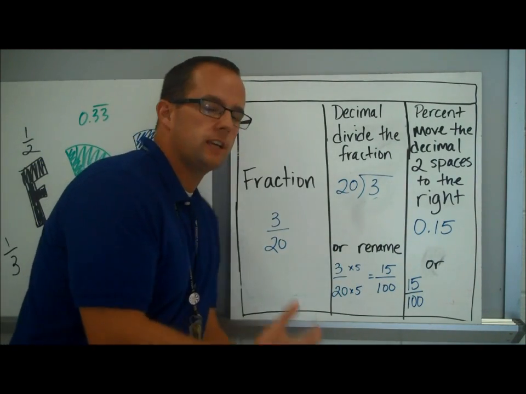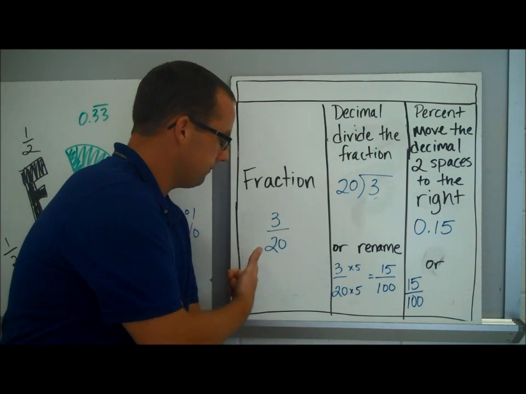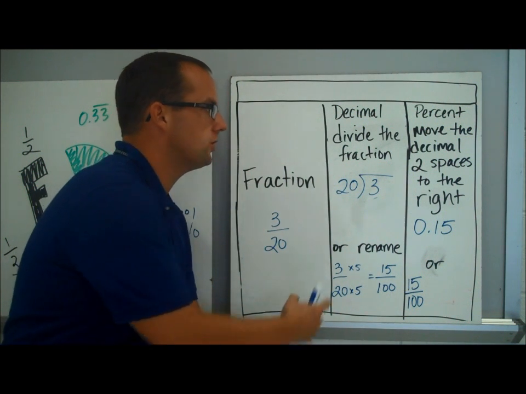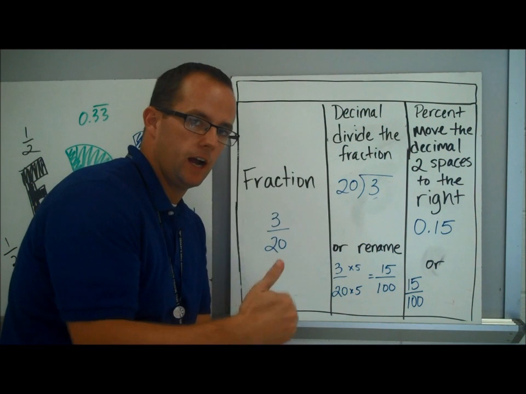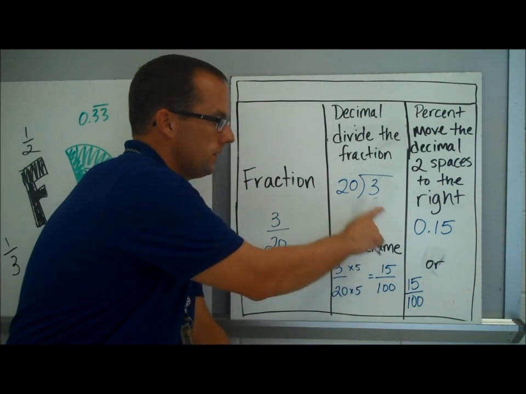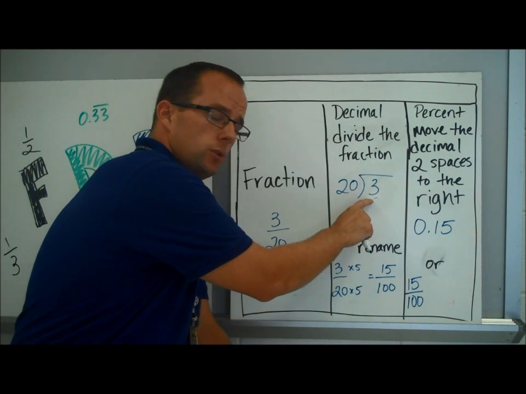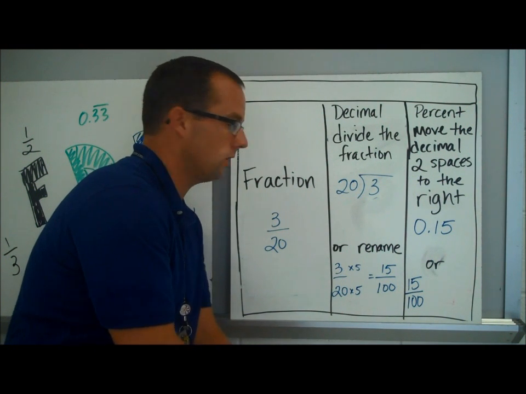Alright, so what if you're given a fraction? How do you turn it into a percent? Well, let's say we're given the fraction 3/20ths. The first thing you need to do is turn it into a decimal. So to do that, you have to divide the numerator by the denominator. So I put the denominator on the outside and the numerator on the inside of my division house. And then I just do the long division.